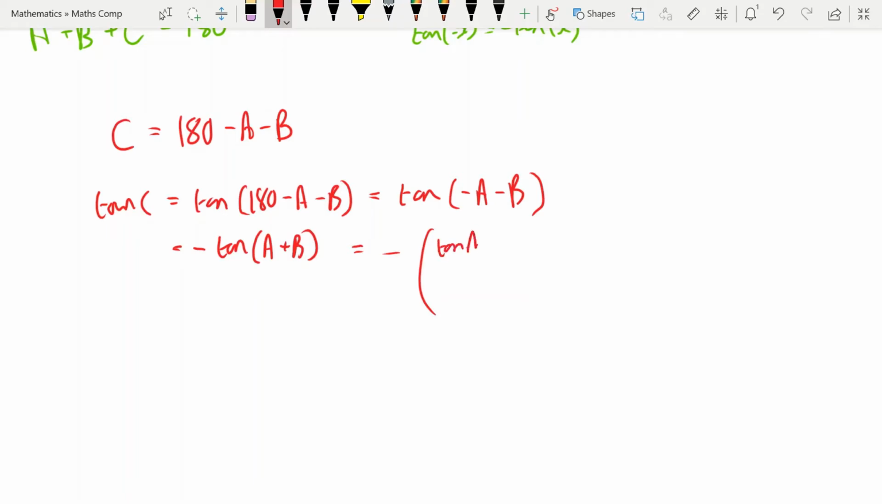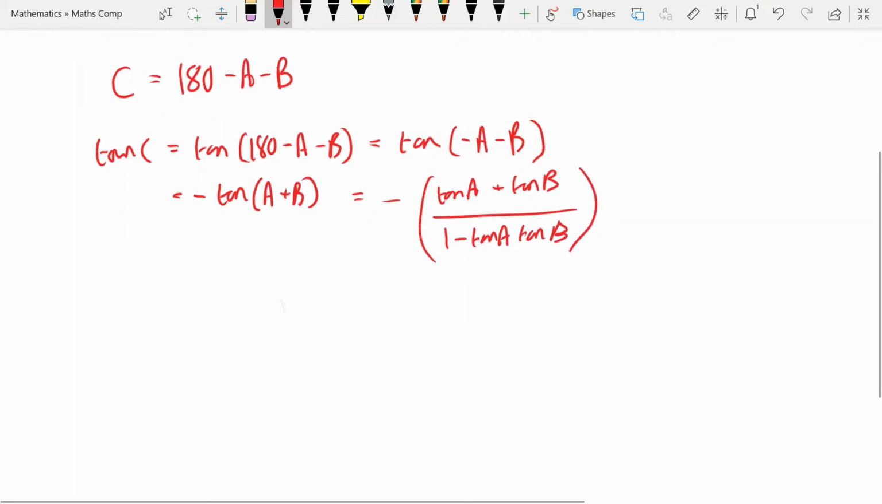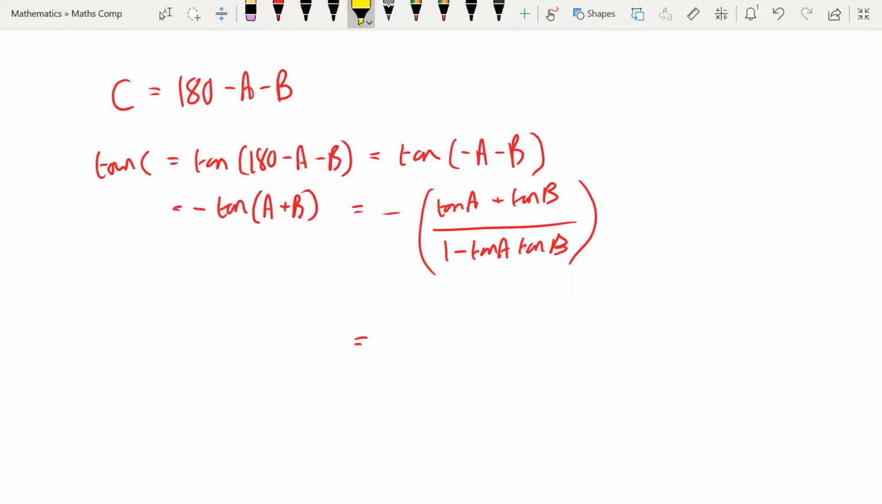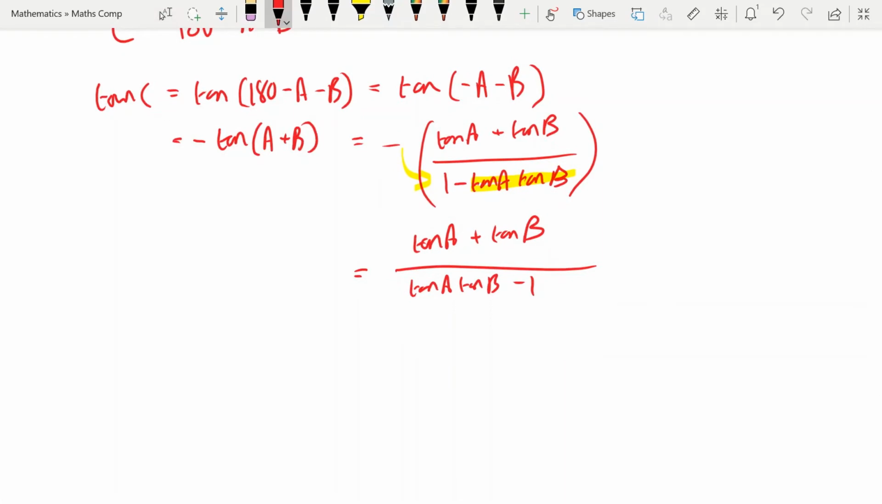So that's going to be tan A plus tan B over 1 minus tan A tan B. Nice. I'm going to distribute this minus 1, because I've once again got a minus in front. I'm just going to distribute that into the bottom, just to make this a positive. So this is all valid, and you would get tan A plus tan B over tan A tan B minus 1. Nice. And we've got this equal to tan C.